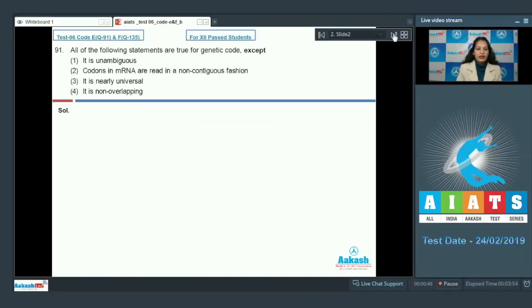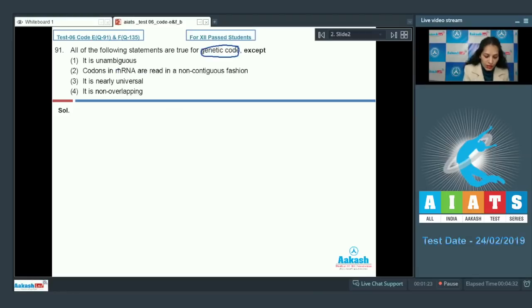The very first question in the botany section is question number 91. All of the following statements are true for genetic code except. First statement, it is unambiguous. Second, codons and mRNA are read in a non-contiguous fashion. Third, it is nearly universal. Fourth, it is non-overlapping. You have to find out this statement which is not true about the genetic code.